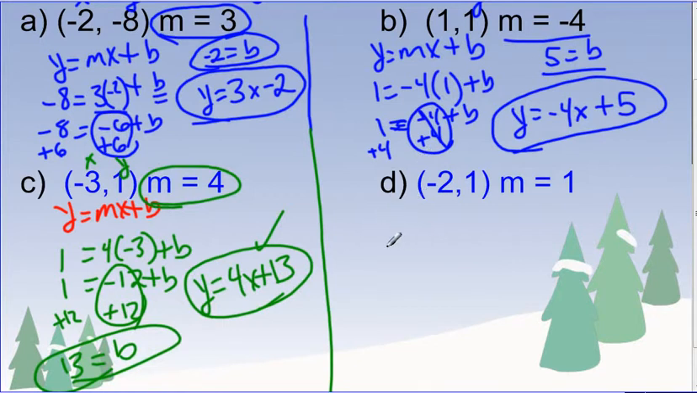Letter D. Let's see. If you haven't done one on your own yet, do this one completely on your own. But we're going to walk through it together now. So if you need to, pause it, do it, hit play.